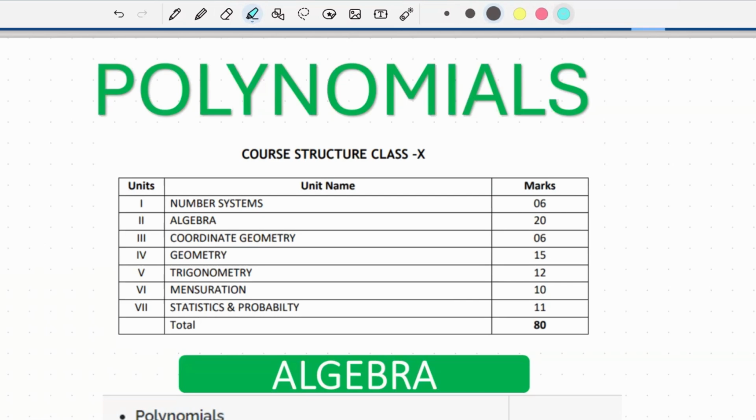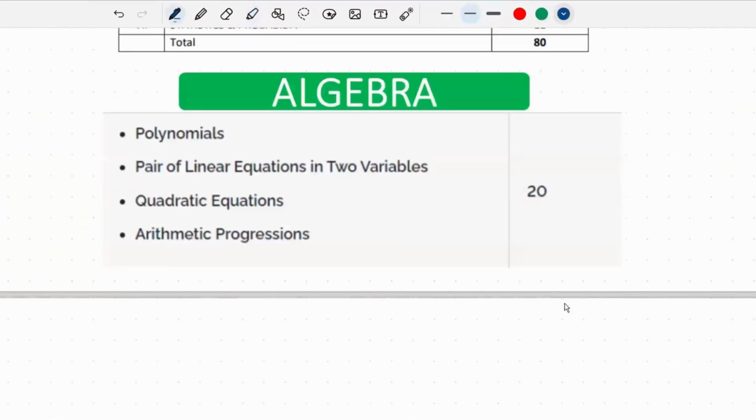Let us start with the chapter Polynomials. This chapter is a part of algebra, and algebra contains about 4 chapters. You can see there are polynomials, pair of linear equations, quadratic equations, and arithmetic progression. And for the chapter polynomials, you can see about 3 to 5 marks question in your CBSE board exams.